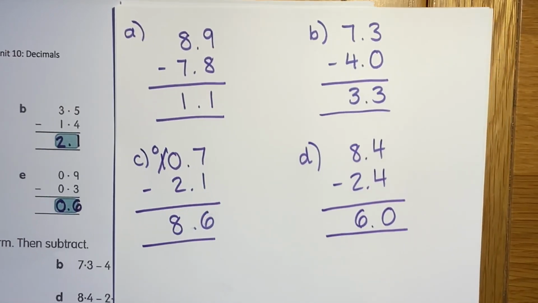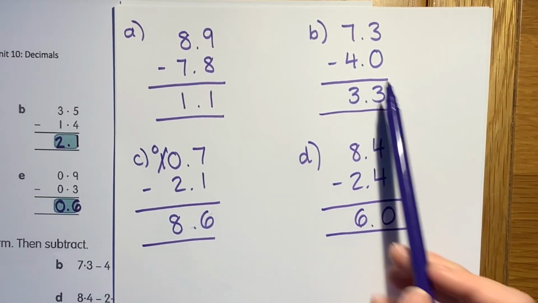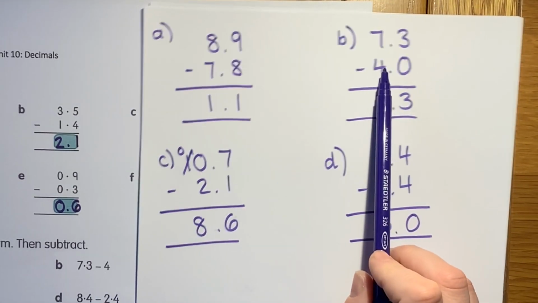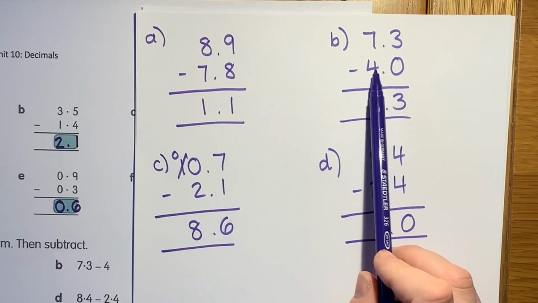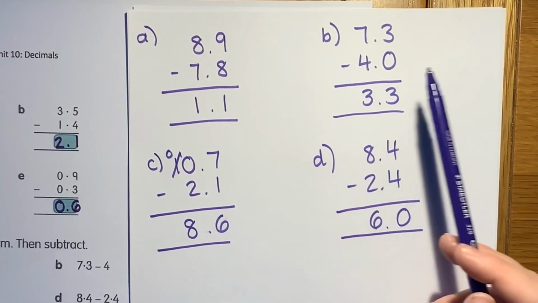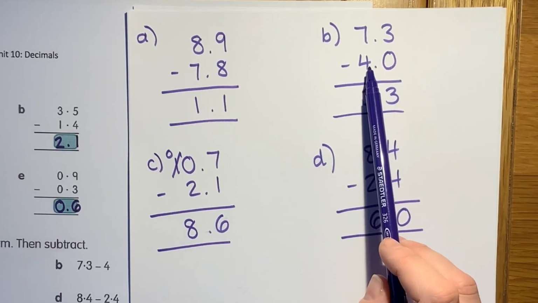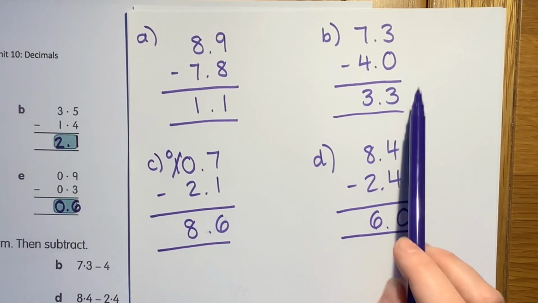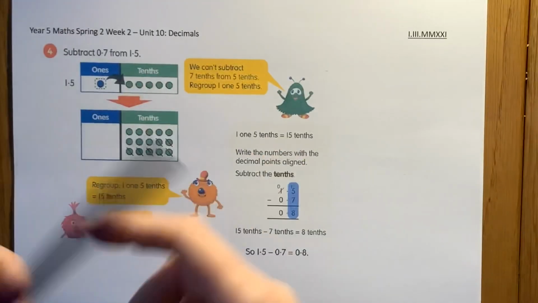Okay, here are those answers for you. Now the only one that was a little bit different was B, because B gave you the number 4. So of course you needed to make sure that you put your 4 in the ones column, and we know that we can put 4.0 just to make it look the same. You don't have to, you could have just put a 4 there, but if you put a 4 in the tenths column, you'd have got the wrong answer. So hopefully you've got those right.